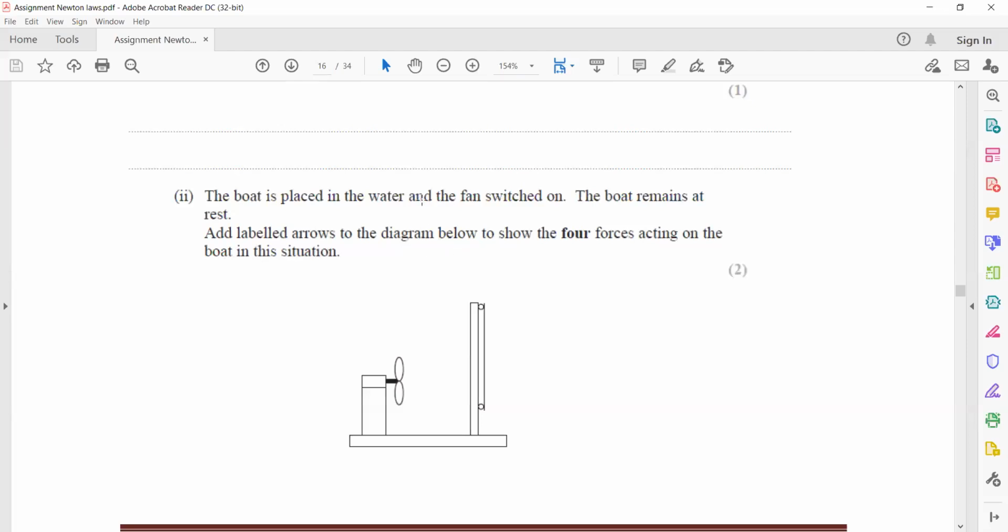Add labelled arrows to the diagram below to show 4 forces acting on the boat in this situation. So what are the 4 forces acting on the boat in this situation? Number one, there will be a weight which is acting downward, and because the object is on the surface of the water, the water will apply an upward force, and that is called the upthrust. So weight, and you should label them. Then there will be an upthrust, and arrows of equal length should be there because they are of the same magnitude.